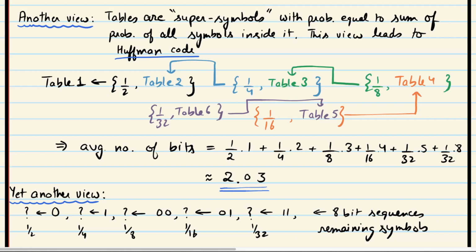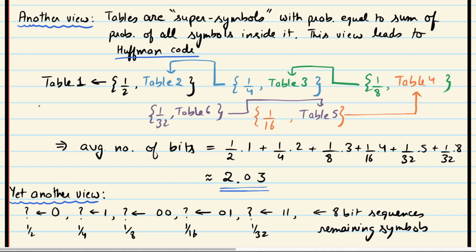But here is a simple way of seeing that. Here is an alternative representation of those tables. So we are thinking of tables as symbols. The first symbol is half, and the second symbol, which is now itself a super symbol, is a table itself. This is table 2. So in the first table, you think of this as having just two symbols: the symbol corresponding to half, and the super symbol which we call table 2. Then inside table 2 there is another symbol which has probability half, and the super symbol which is now table 3, and so on and so forth.